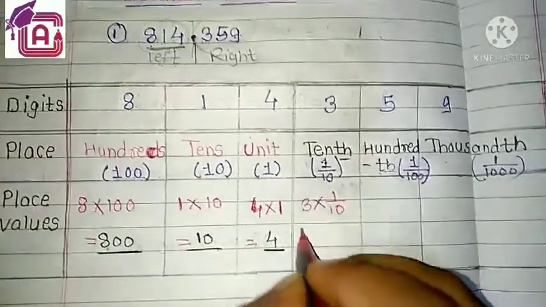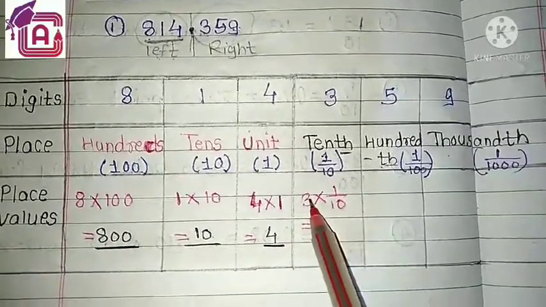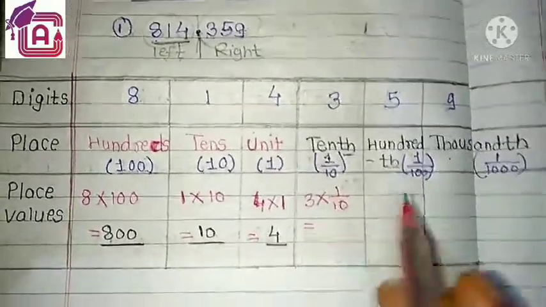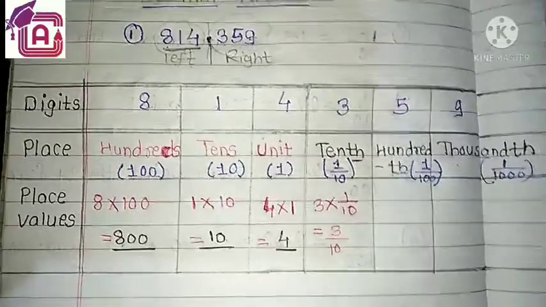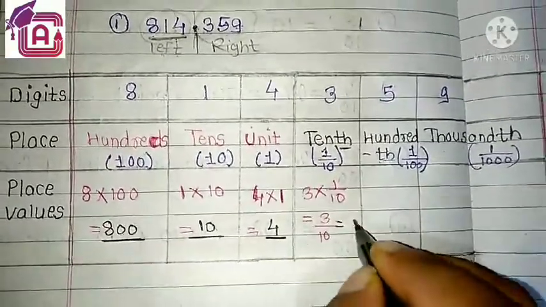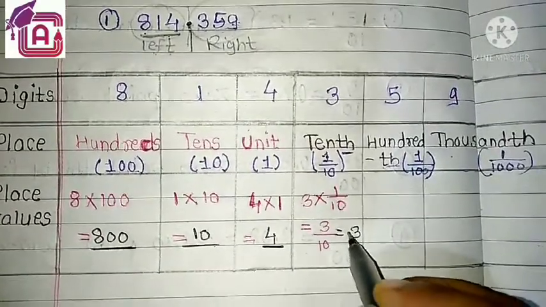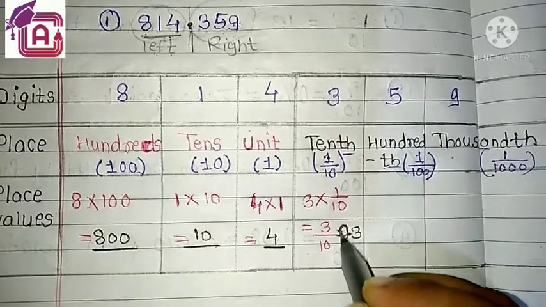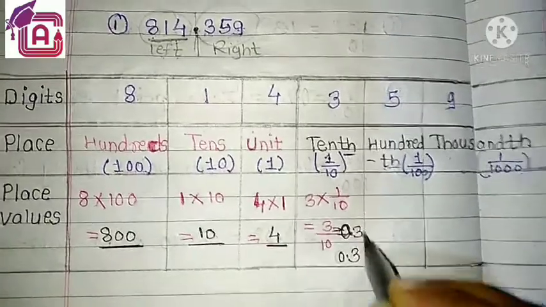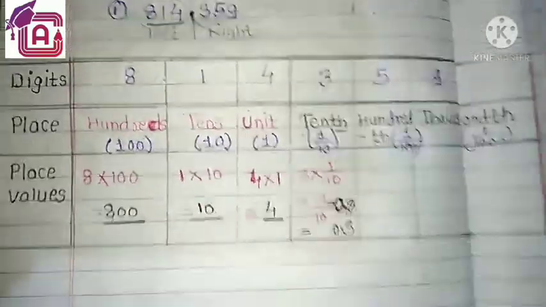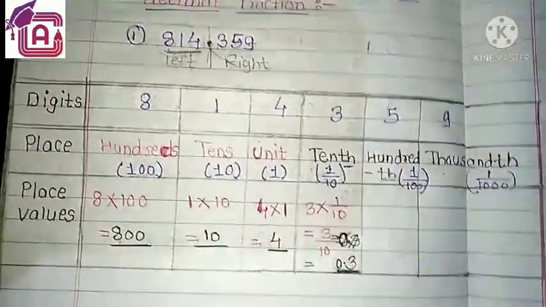Multiply it with the 1 upon 10. In this situation, how to do the multiplication? This number always you have to multiply with the numerator. 3 ones are 3 upon 10. So 3 upon 10, you already learned how to write it. We are first copying the numerator. Now how many zeros? 1 zero. So we leave one place and keep a point. So it is written as 0.3. So 0.3 is the place value of the 3 in the given number.